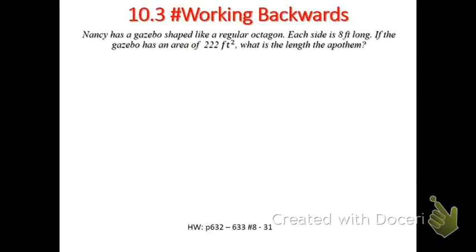Nancy has a gazebo shaped like a regular octagon. Each side is 8 feet long. If the gazebo has an area of 222 feet squared, what is the length of the apothem? So we're going to set up the area formula for regular polygon and work backwards. Area equals 1/2 apothem times perimeter.